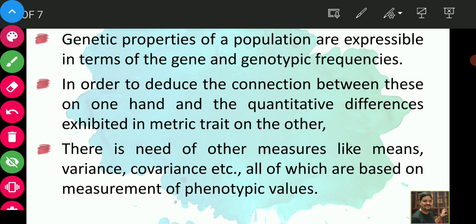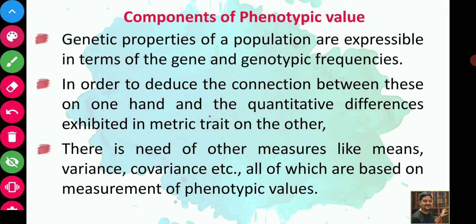So here we have already seen that genetic properties of a population are expressible in terms of gene and genotypic frequency. When we are defining a population, we are interested to know what is the gene frequency or genotype frequency in that particular population.